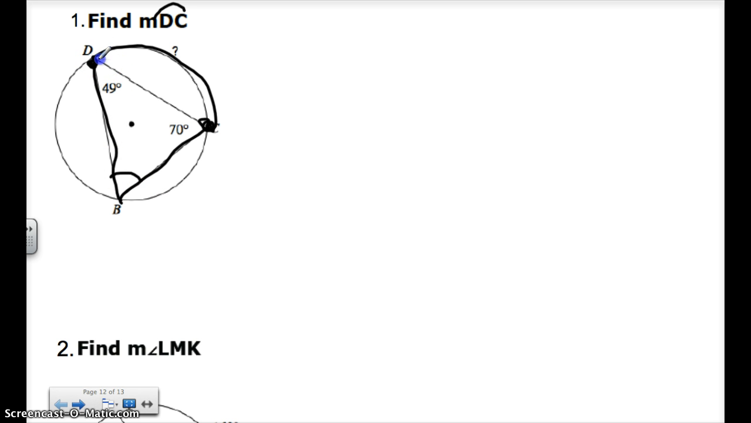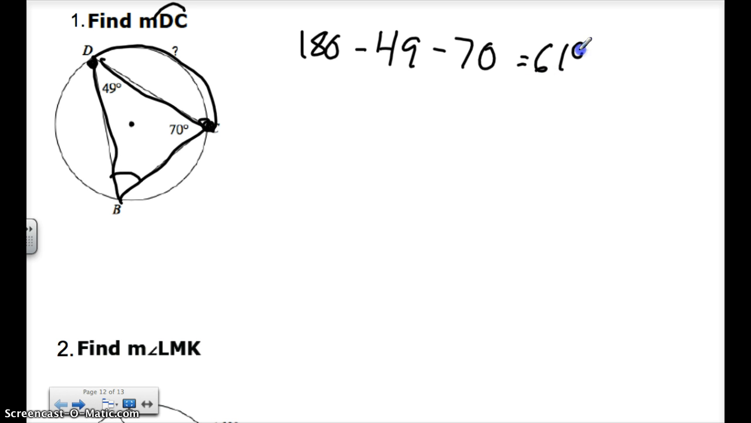Well, luckily enough, this is a triangle, right? Since this is a triangle, to find the third missing angle, I do as we've always been doing. 180 minus 49 minus 70. If we do that, let's see, that's 119, so that would be 61 degrees. So we know angle B, which is our inscribed angle, is 61 degrees.